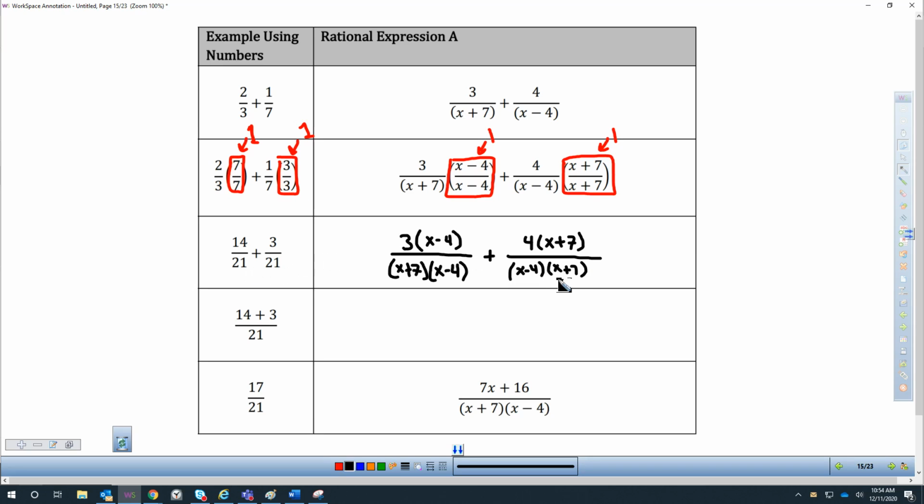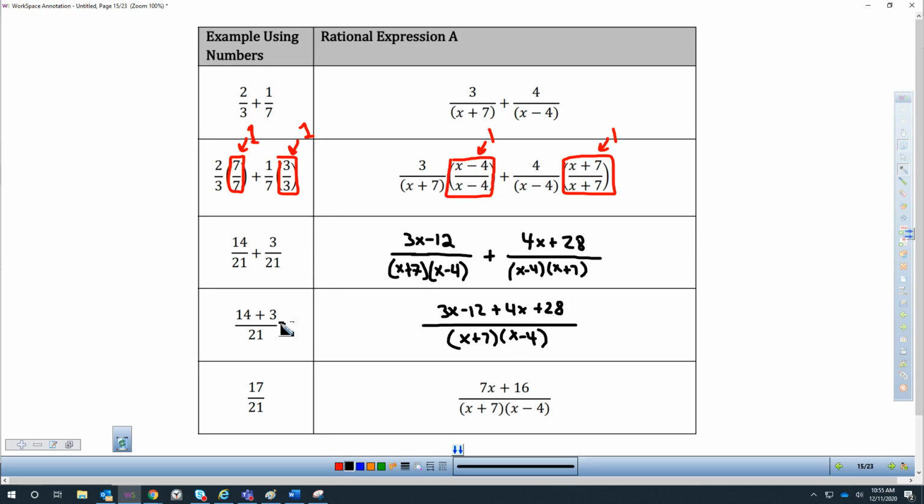They're both 21, right? Now, one thing I could do here is distribute the 3, and that'll give me 3x minus 12. So let's go ahead and do that. And I can also distribute the 4 here and get 4x plus 28. There we go. We've distributed the tops and multiplied them together. Now, looking at the next step, we can add the tops together, and the denominator just stays the same. So we'll have 3x minus 12 plus 4x plus 28, all divided by x plus 7 times x minus 4.